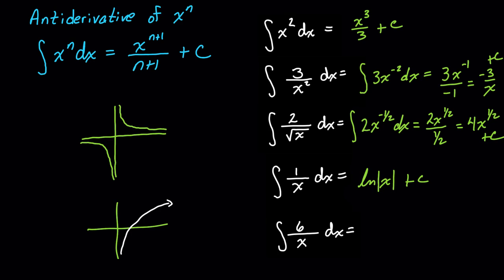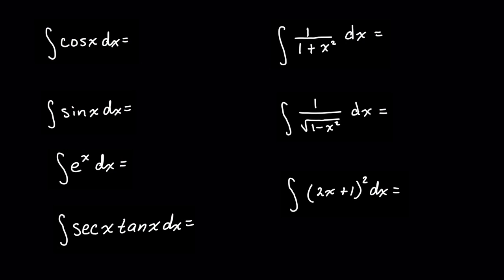Now the next one is going to be the same thing as saying 6 times the integral of 1 over x. Right? All right, so this is the same thing as the integral of 6 over x. And so this would yield 6 natural log of x plus our constant c. That is called the constant of integration, by the way.